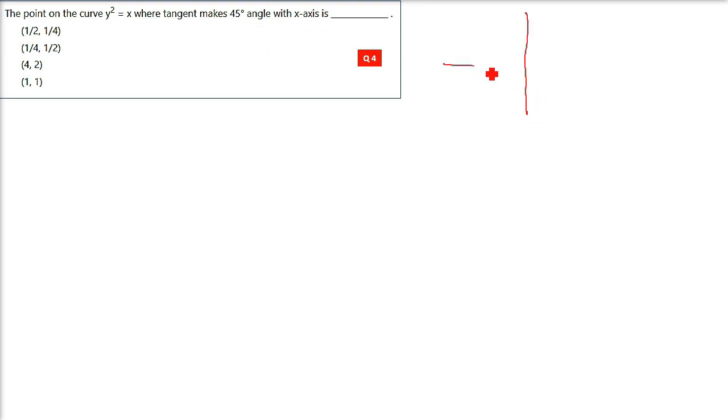So let me make the coordinate axes, and the tangent is making a 45-degree angle with the x-axis. Let's assume it is passing through the origin. So this is the 45-degree angle we are talking about. Now this says that the slope is tan 45 degrees. The angle is already given, you just have to put a tan in front of it. So tan 45 degrees is 1. So the slope which we get from here we will equate to 1.